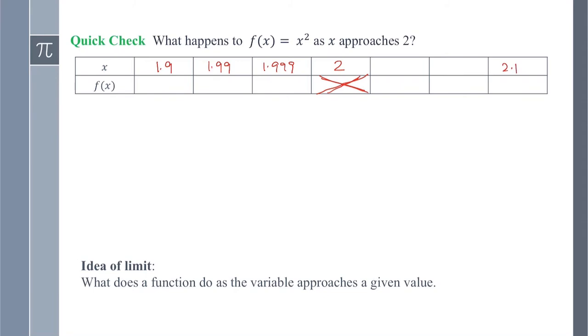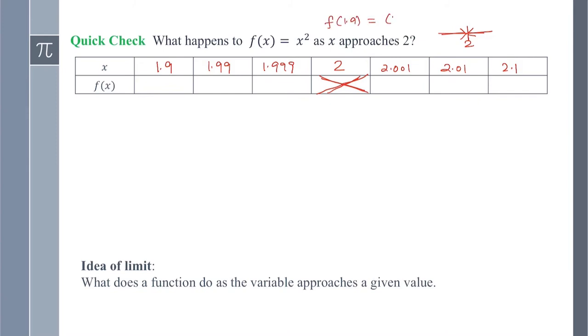Then I can move closer, which is 2.01. Then I keep moving closer, which is 2.001. So when we move closer and closer to 2 from both directions, from left and right, what happens to this function? So what we do now is take these x values and plug them into our function and see what happens.